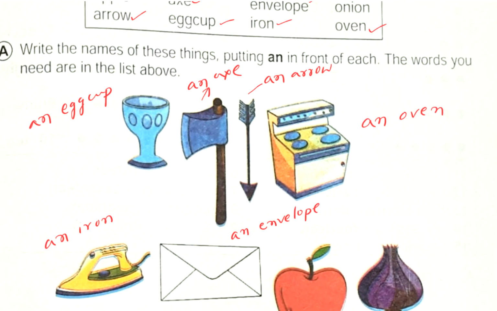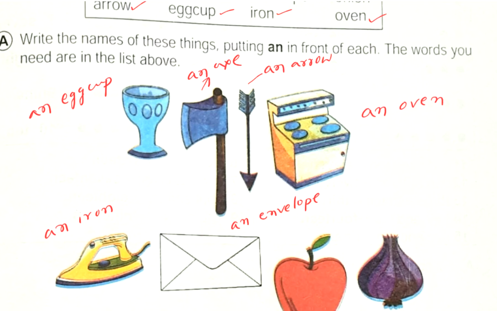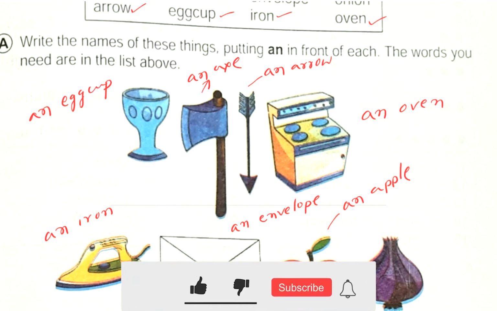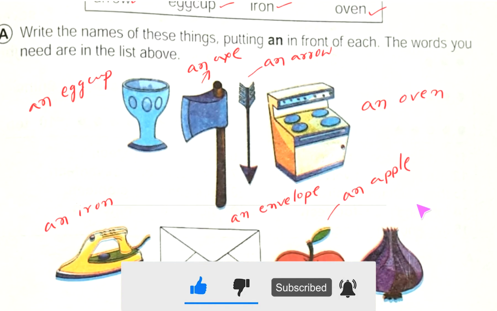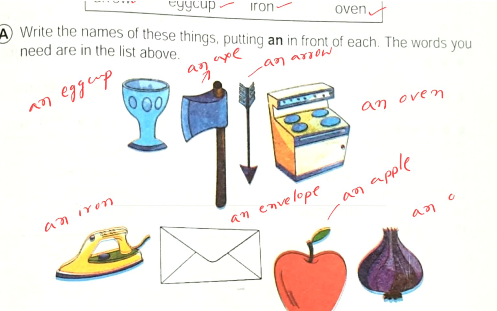So, this is so well known picture. We do not need to go over there. Apple, we used to eat it. So, it will be an apple. I think this is also familiar with you or you know it, that is onion. Here onion is written. We have done already apple. So, it will be an onion.